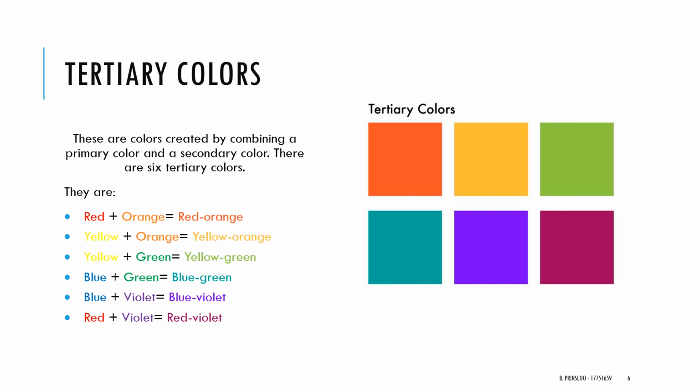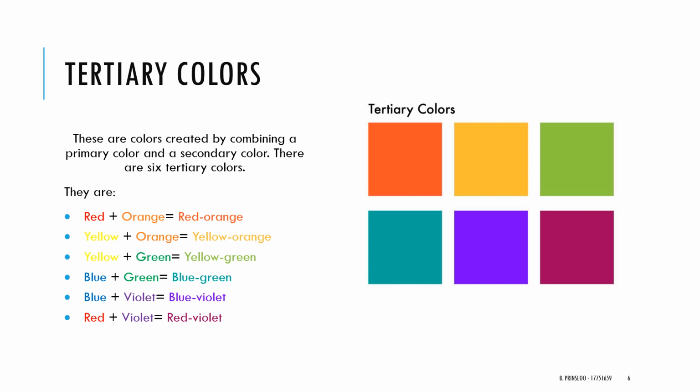When you combine yellow with green, you get yellow-green. When you combine blue with green, you get the color blue-green. When you combine blue with violet, you get the color blue-violet. When you combine red with violet, you get the color red-violet.